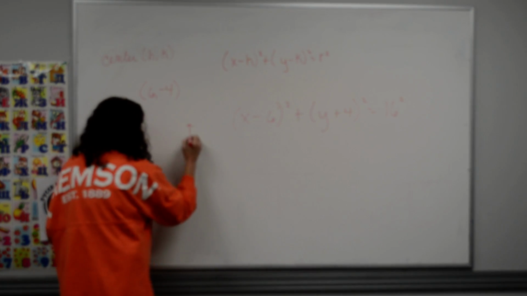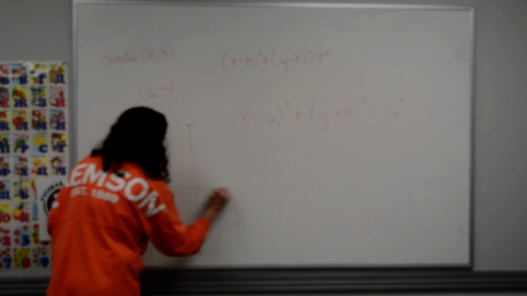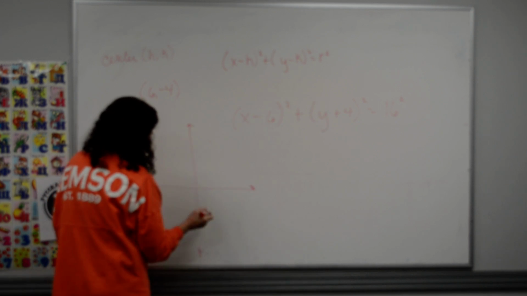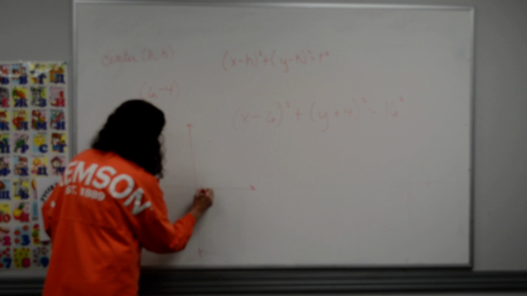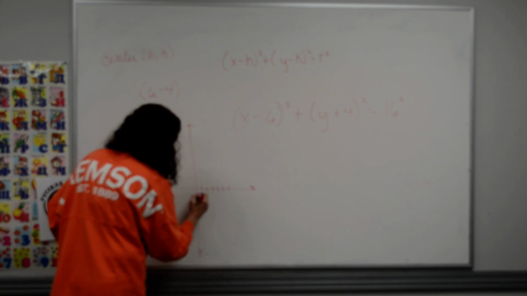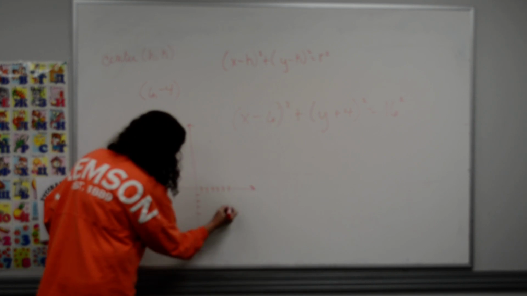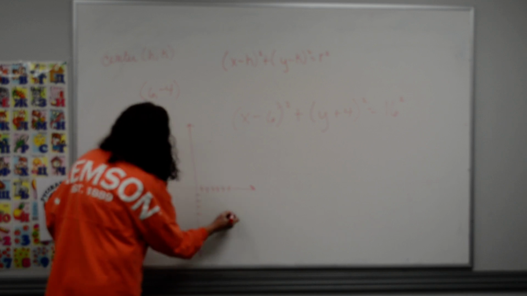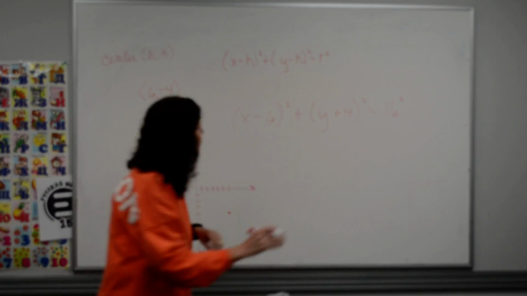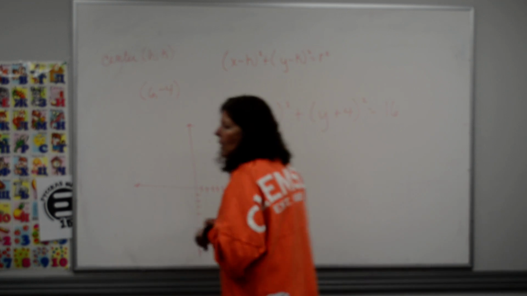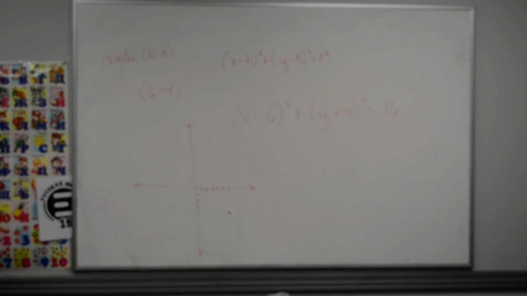So I'm going to graph my circle. Oh, I probably should have done that. Well, I'll do small. Okay, so there's my center. 6, -4. Now, oh, I shouldn't have squared on there. What's my radius? 4. 4, because it's going to be the square root of 16.